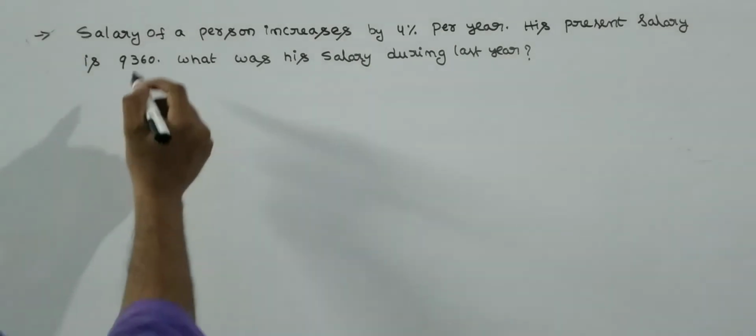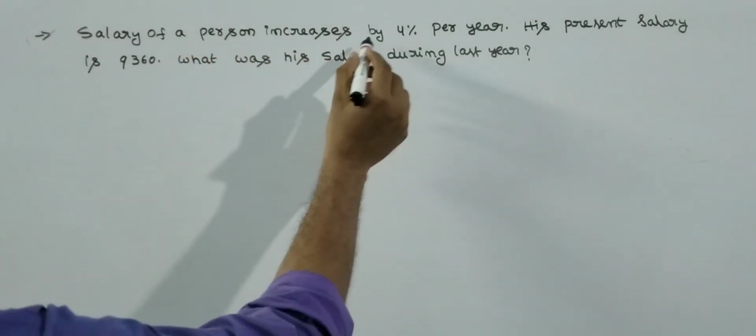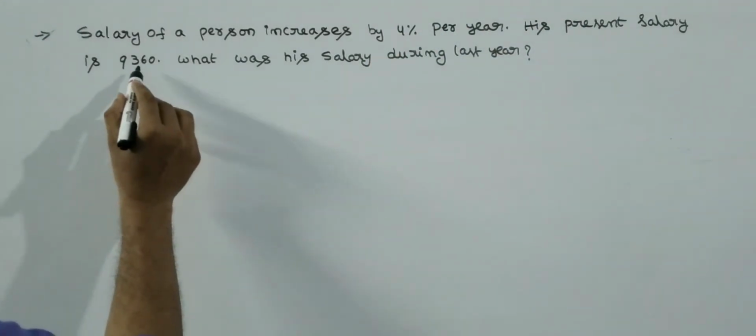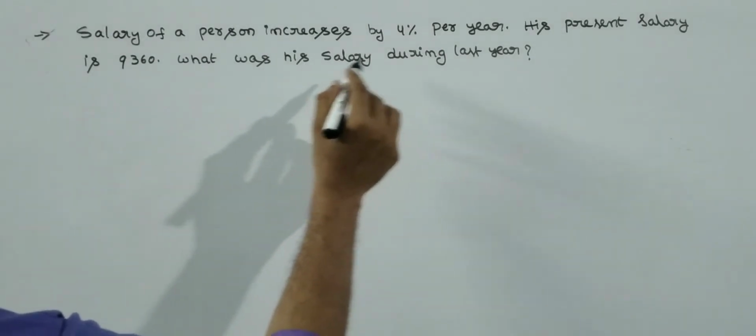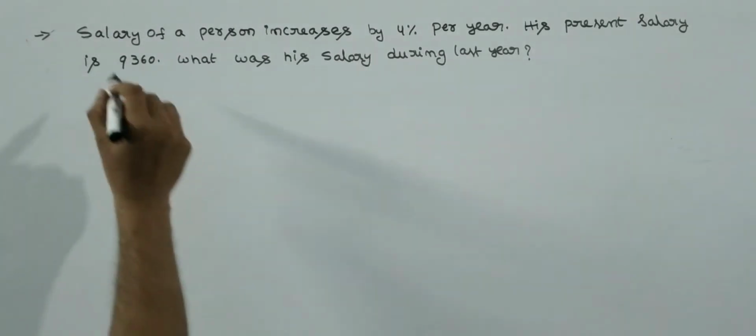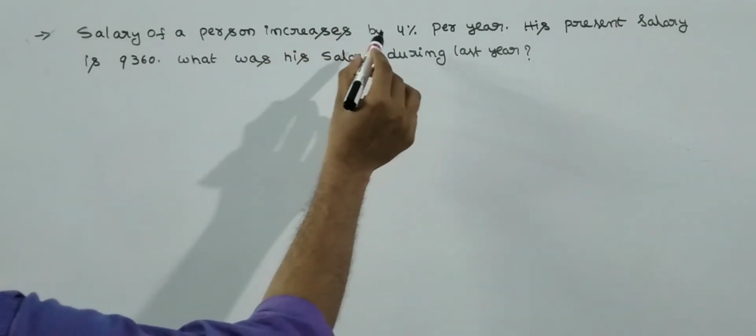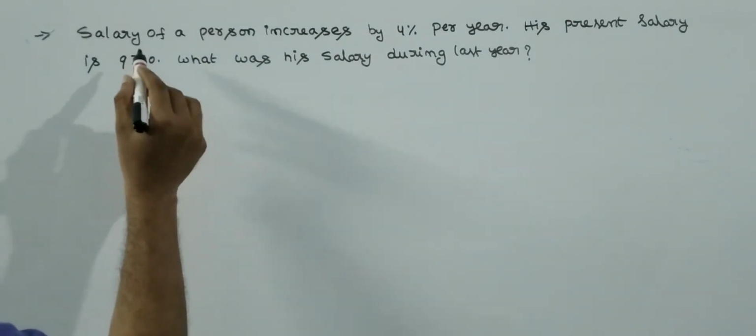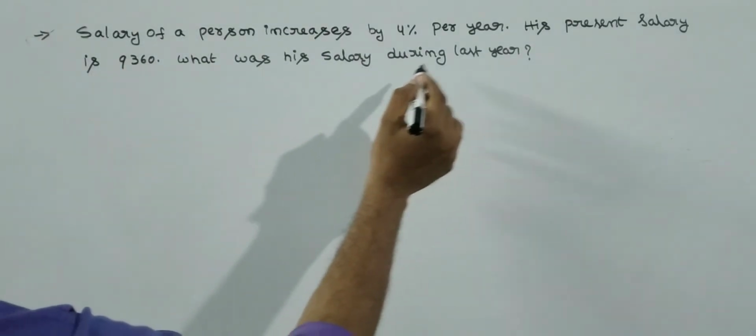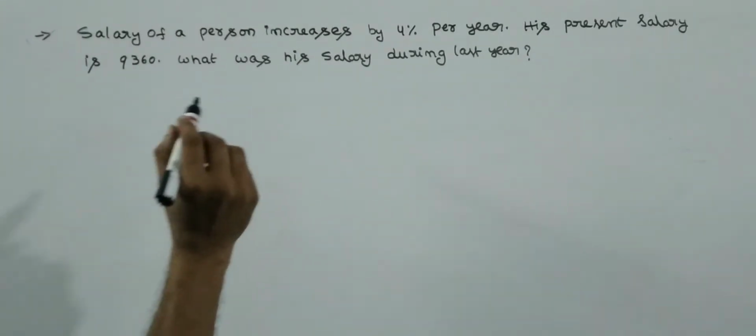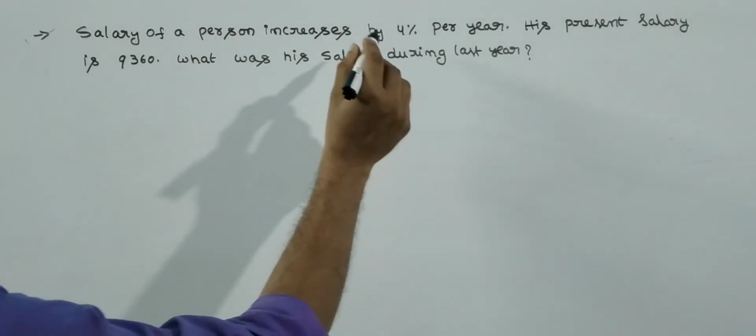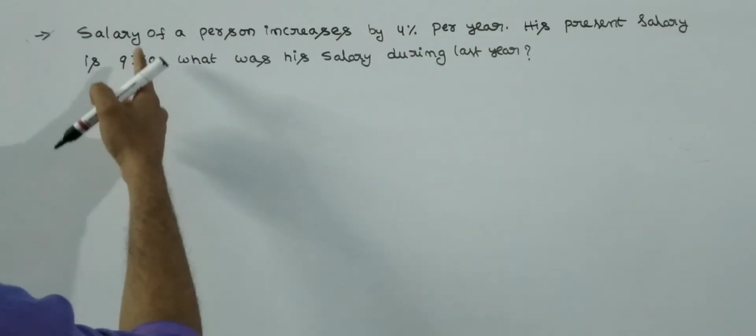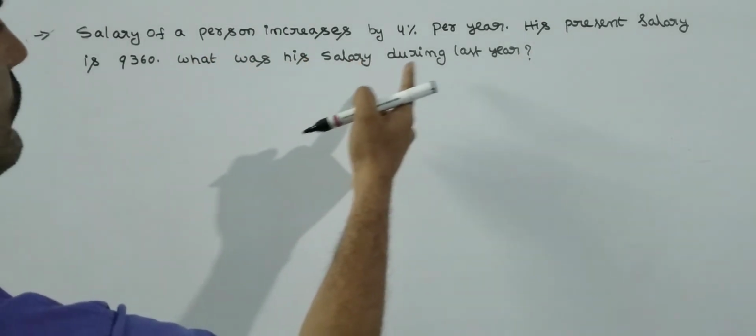See friends, next problem. Salary of a person increases by 4% per year. His present salary is 9,360. What was his salary during the last year? See friends, every year that person's salary is increasing by 4%. His present salary is 9,360. What was his salary during the last year?